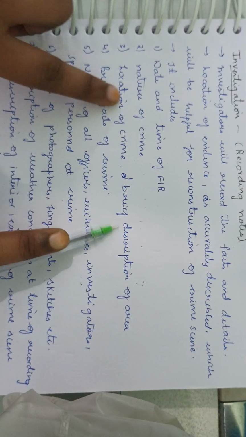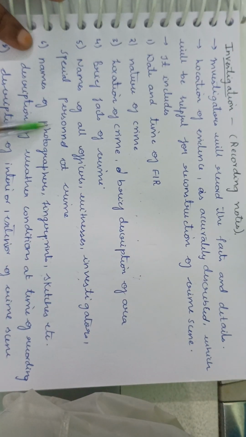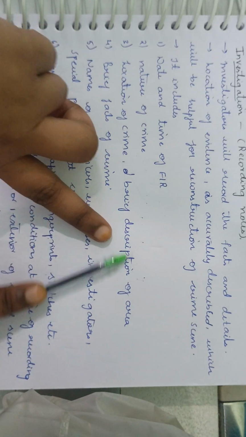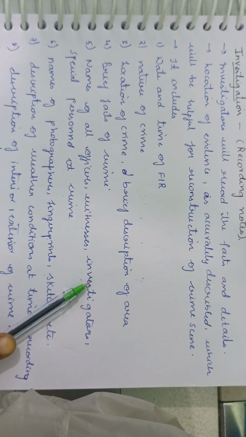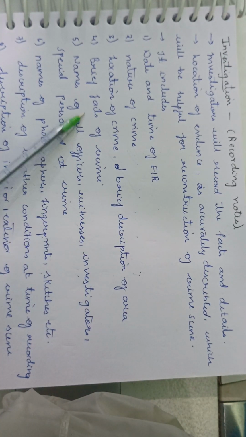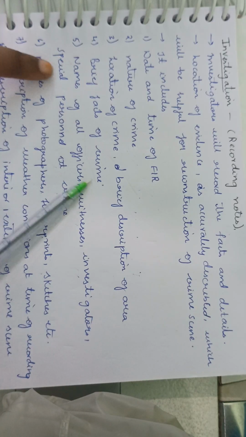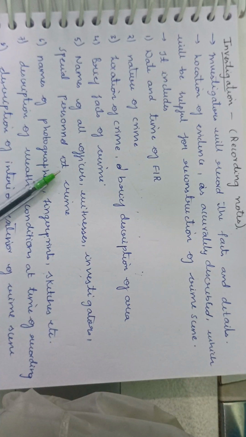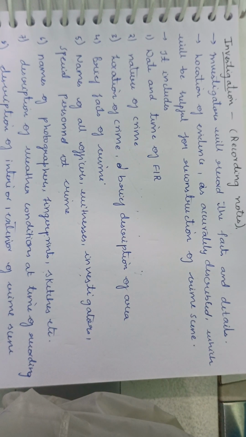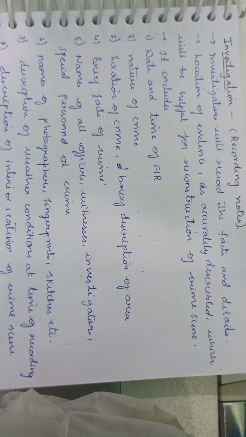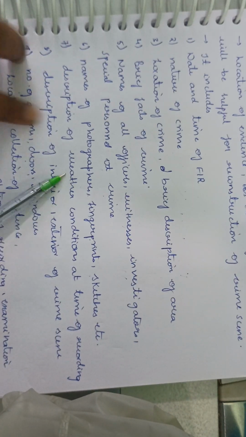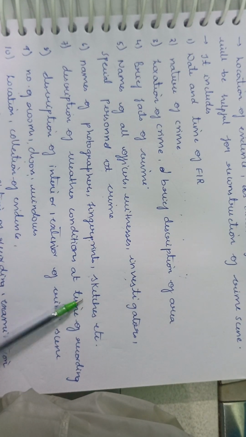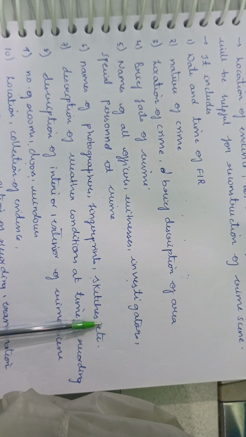Then location of crime and brief description of area. Location of the crime is just the place where the crime has been committed. Brief description of the area is in the same sense. Then brief facts of crime, then the names of all officers, witnesses, investigators, and special personnel who are present at the crime scene. You have to write the names of all the officers or witnesses present there, and even mention the names of the photographers, the persons taking the fingerprints, or the persons doing the sketches.